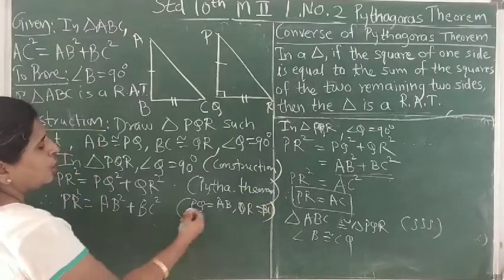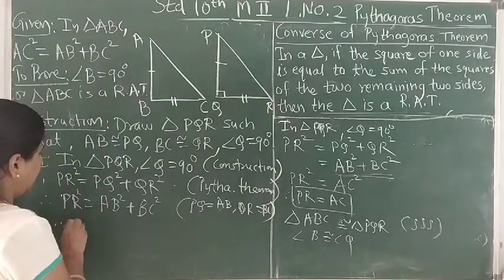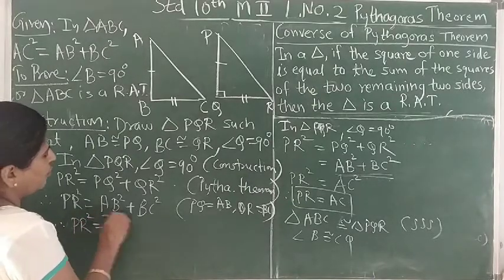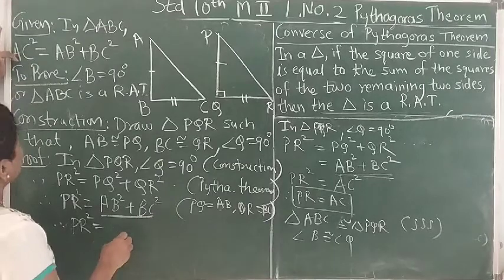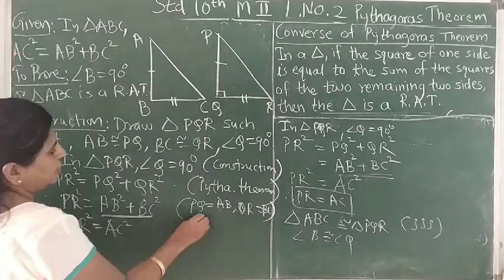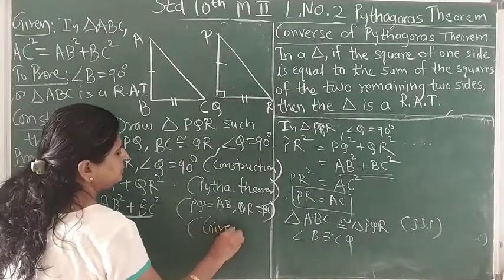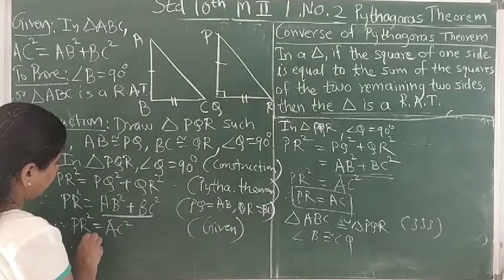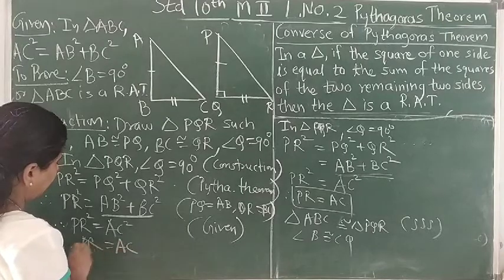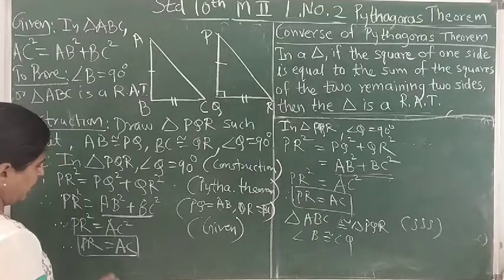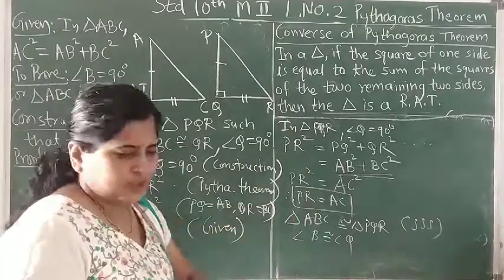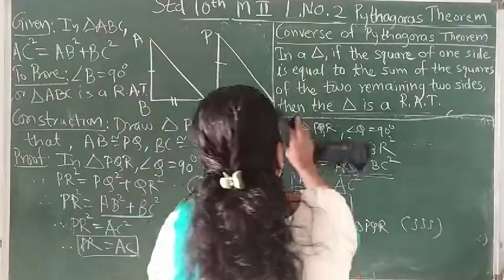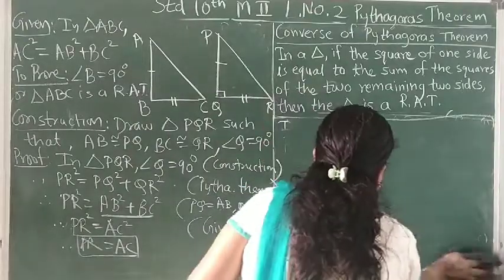You can say like that, or you can say construction, and therefore PR square is equal to, what is this, AB square plus BC square? It is AC square. So here you can write given. And if PR square and AC square are equal, then PR is equal to AC, taking the square root. Okay. So now when we have proved these three sides are congruent, therefore we can prove that these two triangles are congruent by the SSS test. Let me continue.